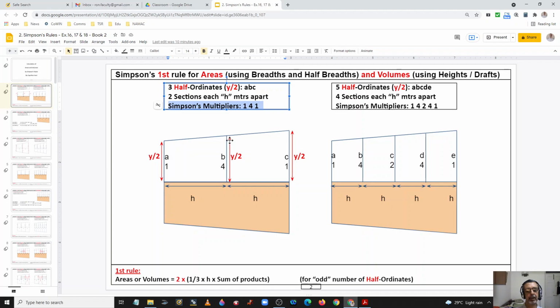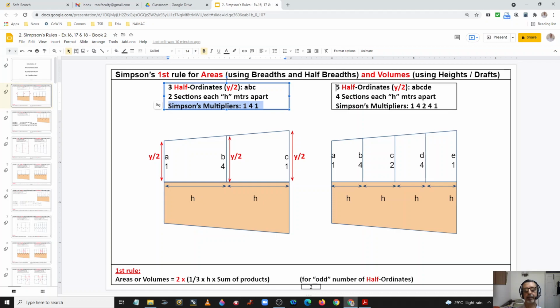We can use the full ordinates, that is y, going from one end to the other end of the shape for each of them, or we can use half ordinates. But when we use half ordinates, the final result that we get will have to be multiplied by 2.